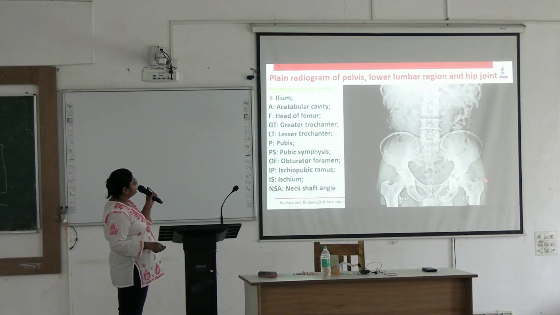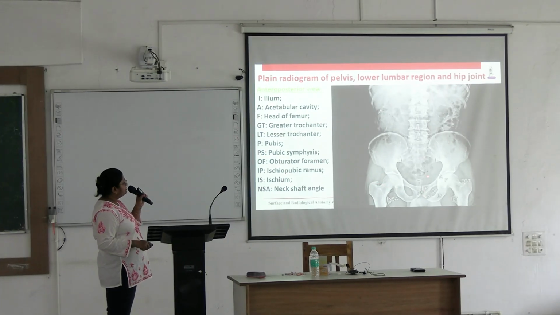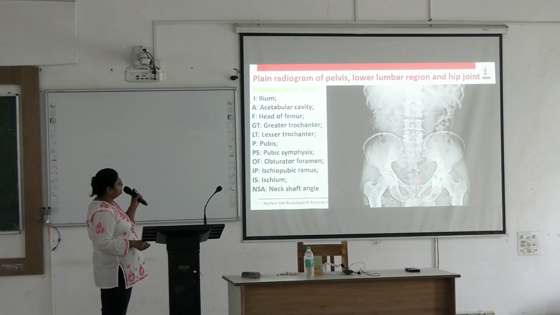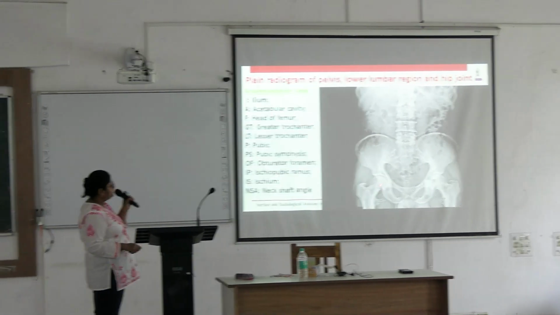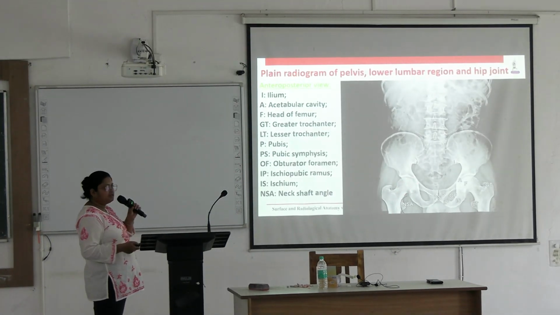GT is greater trochanter. Here is the lesser trochanter. Then pubis. Here is pubis, body of pubis. In the midline, this area is pubic symphysis. Here is the obturator foramen. Here is the ischiopubic rami. Here is ischium, body of ischium, ischiopubic rami, and neck shaft angle. This angle between the neck and the shaft of femur is the neck shaft angle.